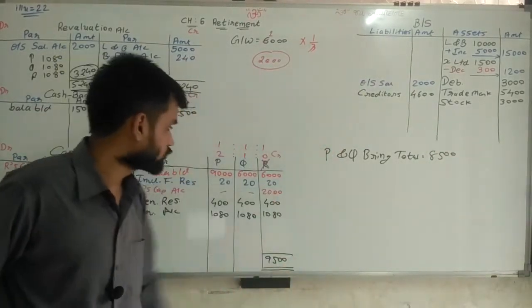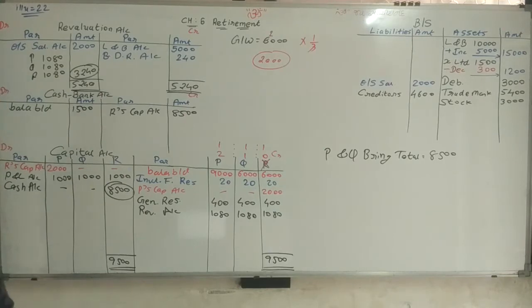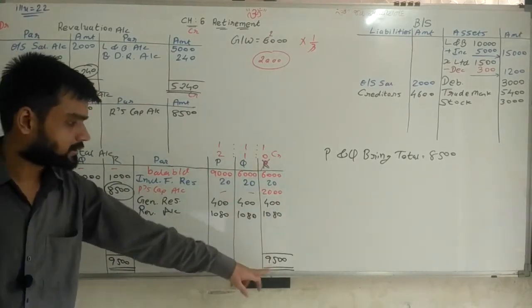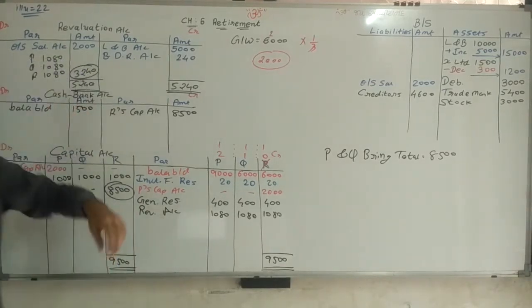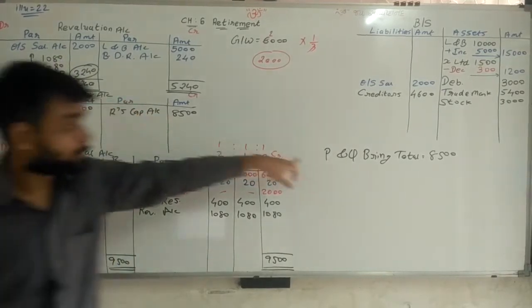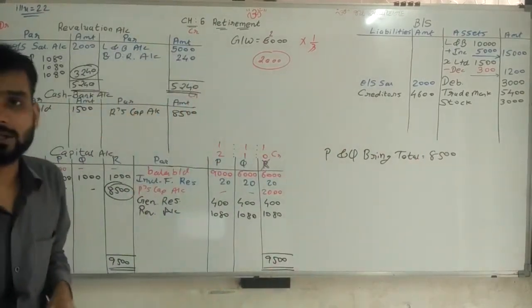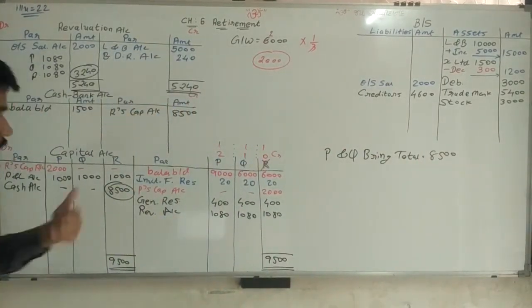This much amount they have to bring. So total is 9,500. So next, P and Q's total capital they have to bring is 8,500. Going ahead.